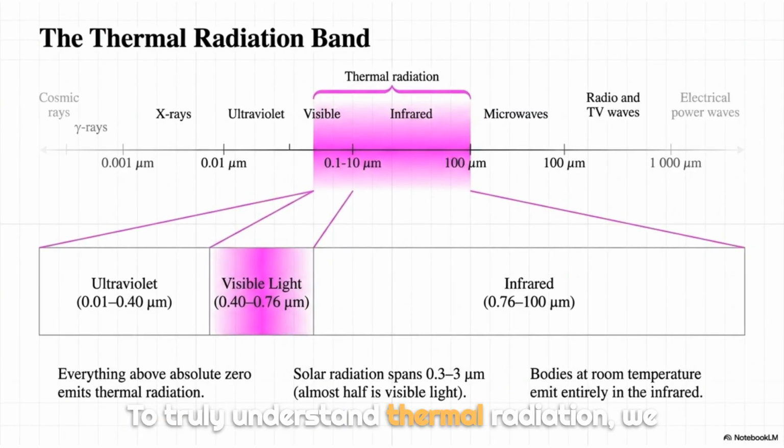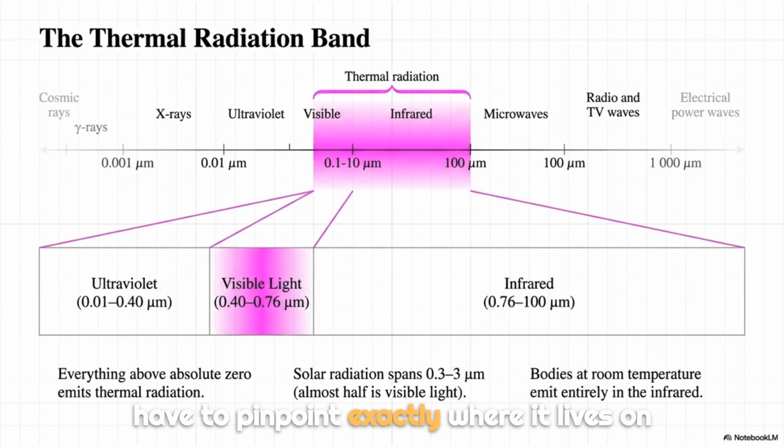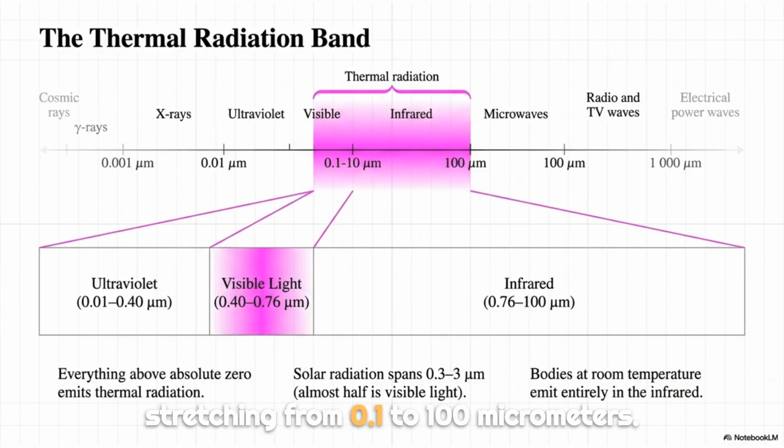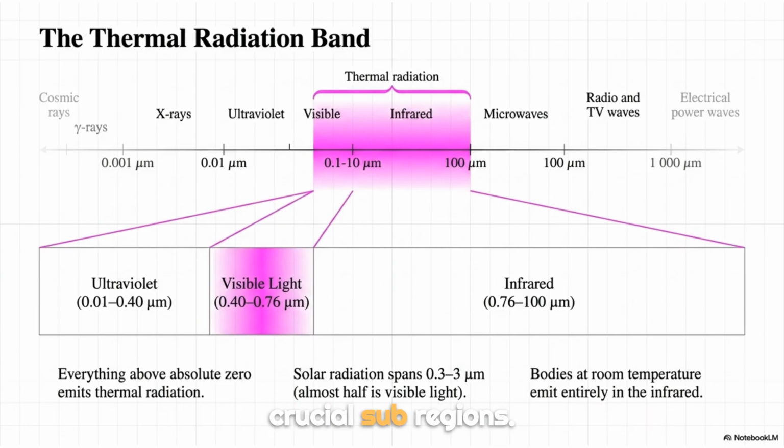To truly understand thermal radiation, we have to pinpoint exactly where it lives on the broader electromagnetic spectrum. If you look at the top horizontal timeline, you'll see the entire spectrum, spanning from cosmic rays all the way to massive electrical power waves. Thermal radiation occupies a specific intermediate band highlighted in pink, stretching from 0.1 to 100 micrometers. If we zoom into that band using the lower diagram, we can break it down into 3 crucial subregions.